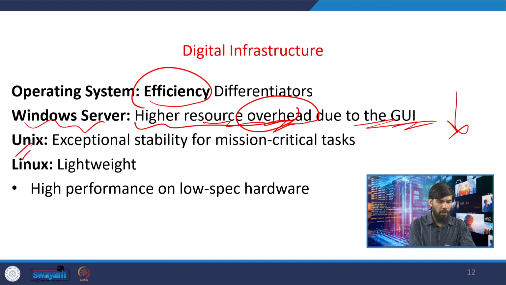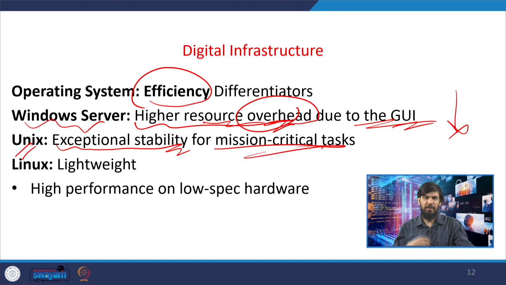But in Unix there is no such overhead, and therefore exceptional stability for mission critical tasks, and that is their primary market segment which they are catering to, and stability is desired in those mission critical, life critical situations or tasks.